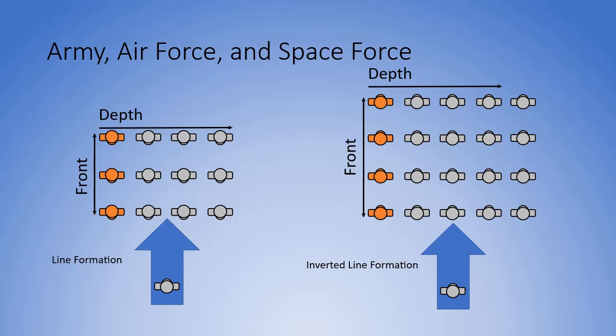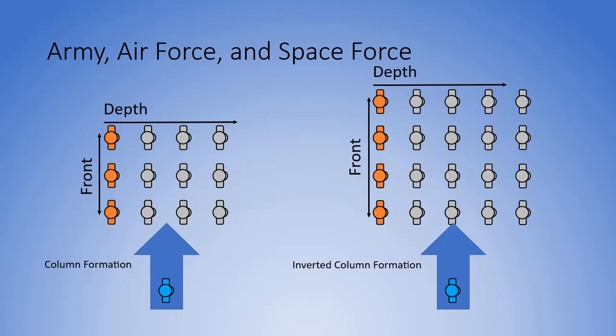The formation commander's position is centered on the left flank when the formation is in line or inverted line formation, whether marching or static. The formation commander's position is centered on the left flank when the formation is in column or inverted column formation, whether marching or static.